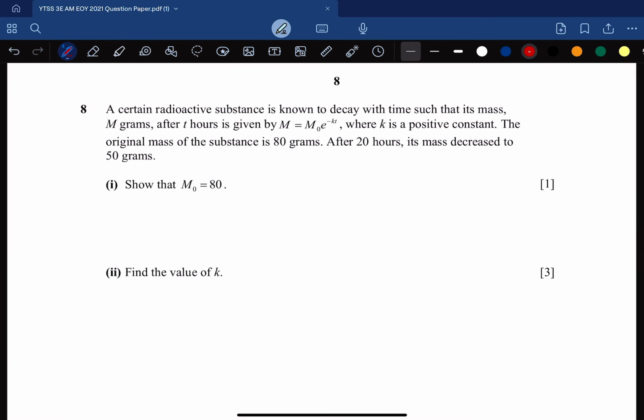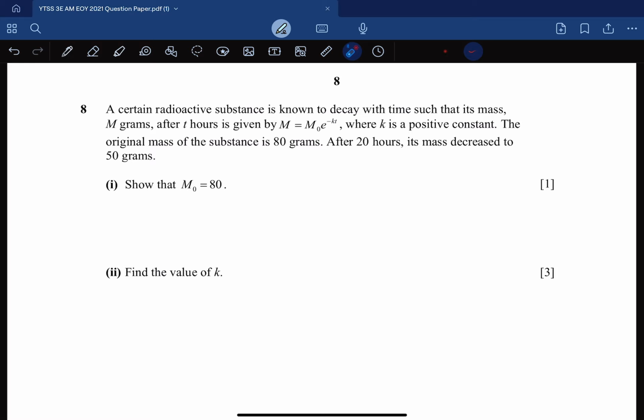Okay, so now we look at question 8. Question 8 is an exponential, application-based question. We are given the equation for M, the mass of a radioactive substance, by this expression: M naught times e power negative kt, whereby k is a positive constant. And it is given that the original mass of the substance is equal to 80 grams.